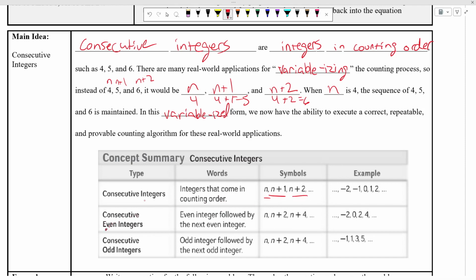Then you have these things where, consecutive even integers, consecutive odd, where, if you were to list out odd numbers, for example, you'll notice 1, 3, 5, 7, and on and on and on. They skip 2 each time, right? So 3 minus 1 is 2. 5 minus 3 is 2. 7 minus 5 is 2. They skip 2 each time they go, whereas when we had 4, 5, and 6, they skipped only 1.